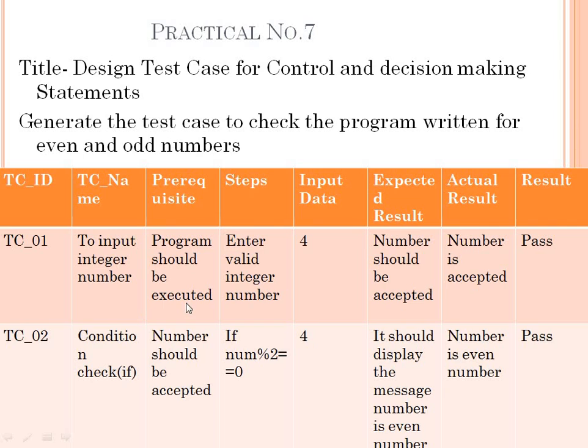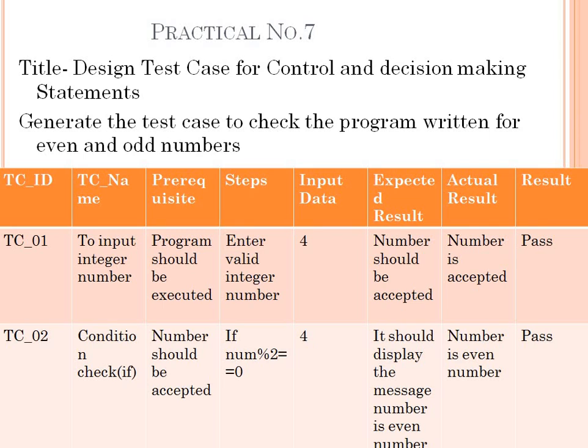So here are the test cases, generated to check the program written for even and odd numbers. In this practical we require control structure testing, which is a group of white box testing methods. It consists of branch testing, second is data flow testing, and third is loop testing.